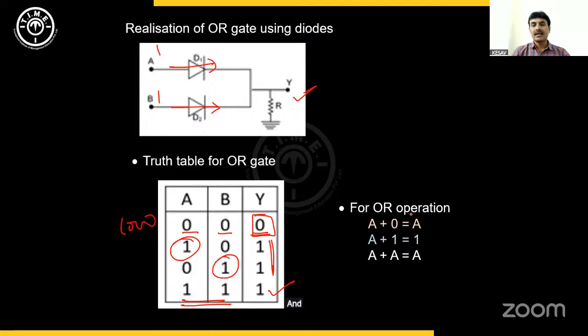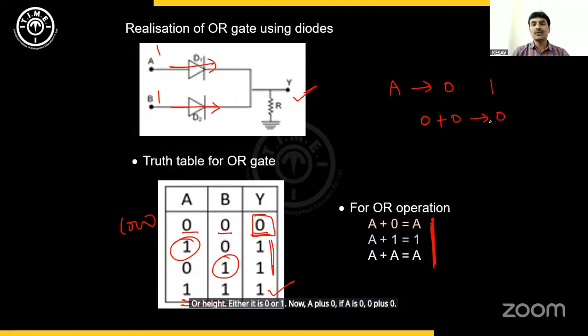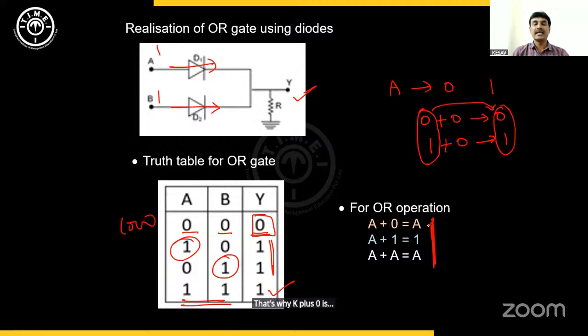And here is the most important observation from OR gate. For OR operation, A plus 0 is always A, irrespective of the value of A. See, here only two values are possible for A. A can be either low or high, either it is 0 or 1. Now, A plus 0. If A is 0, 0 plus 0 is 0. And if A is 1, 1 plus 0 is 1. So, whatever the A value, you are getting the same thing as output. That's why A plus 0 is A.